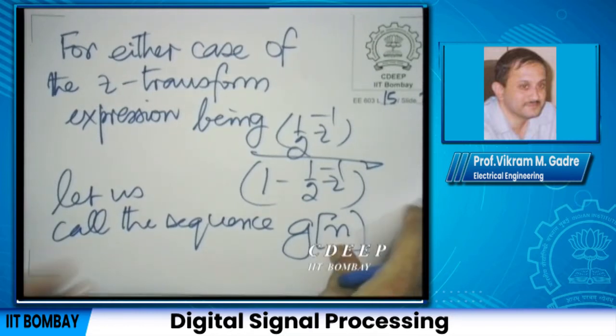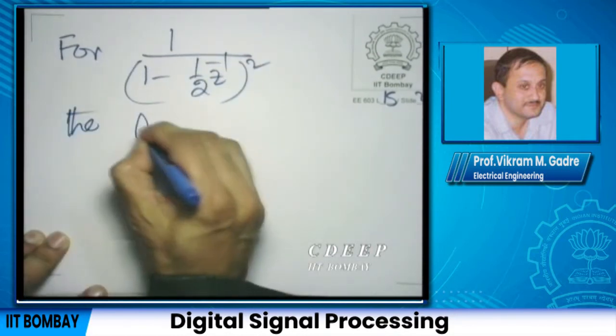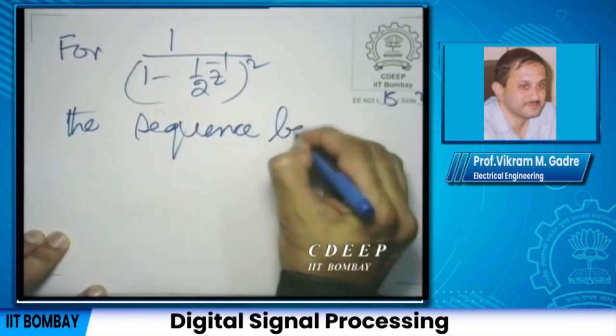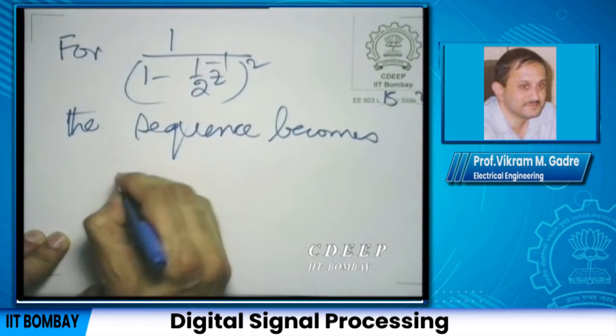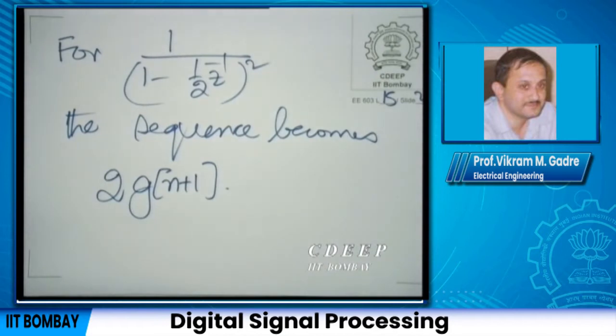So, what we are saying is, you see, the strategy is the same, whether you have the first region of convergence or the second. The strategy is multiply by 2 and then advance. So, for 1 by (1 minus half Z inverse) the whole squared, the sequence becomes two times g[n plus 1], simple. Now, this is a general strategy that we can use.